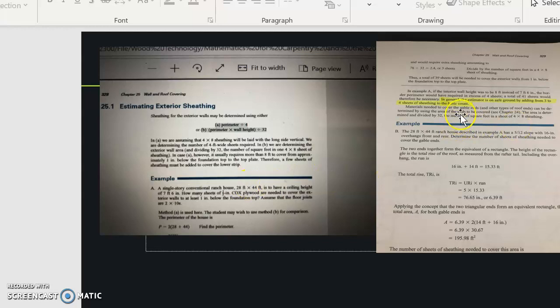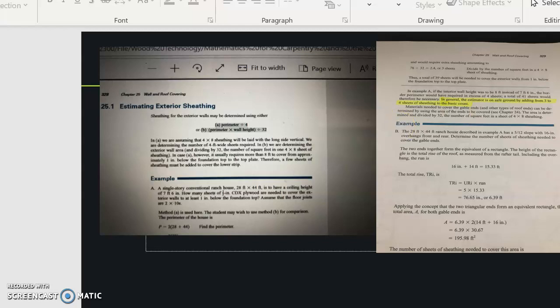Also wanted to highlight something else. It says, in general, the estimator is on safe ground by adding from 3 to 6 sheets of sheathing to the basic count. So the answers I got were not far from the answers in the book, so I rounded up, is what you can call it, I guess.